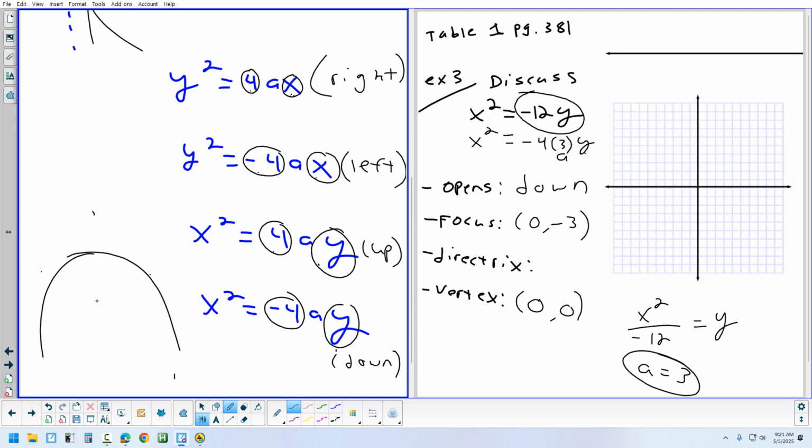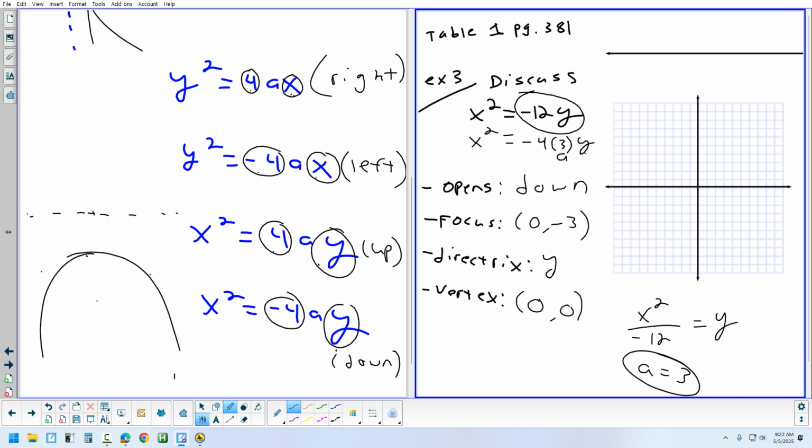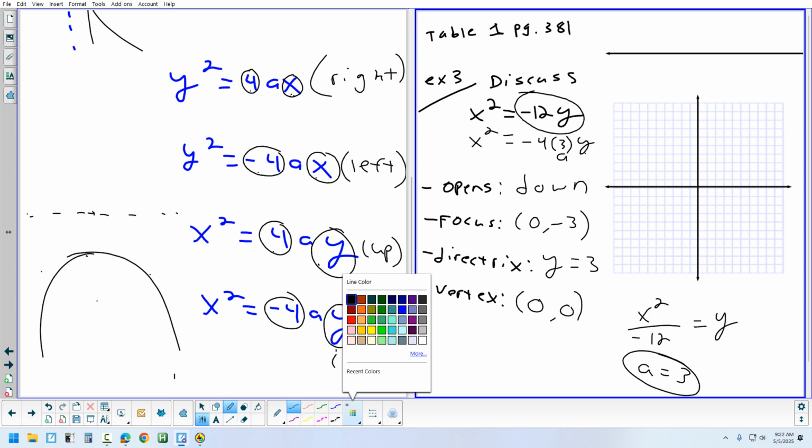And the equation of my directrix. So remember, it's an imaginary line, equidistant between there and there, and there and there. First of all, we've got to know what kind of line it is. It's either horizontal or vertical, and then we need a number. Yeah? y equals 3. There we go. Okay, so they said discuss it. We've done that, and they gave us a grid, so they want us to graph it.